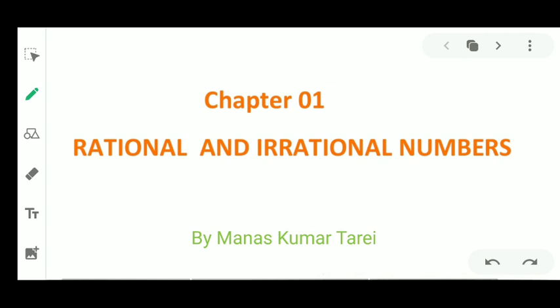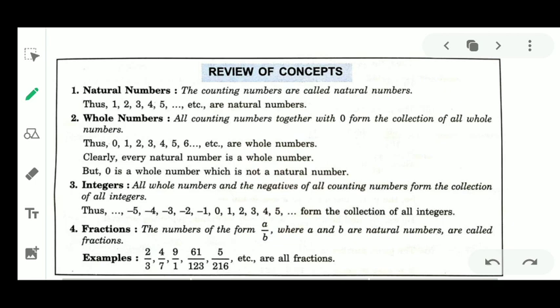So students, today we will start a new chapter, chapter number 1, that is rational and irrational numbers. Before moving to the chapter, let us review some old concepts which we have studied in lower class. First, what are natural numbers? All counting numbers are called natural numbers. The numbers which are used to count something are natural numbers. For example, 1, 2, 3, 4, 5 all are natural numbers.